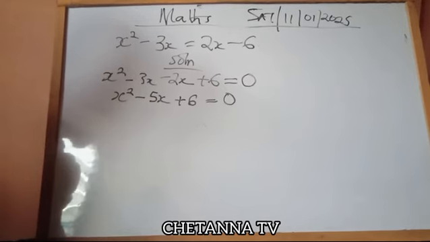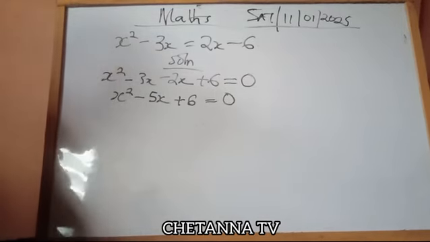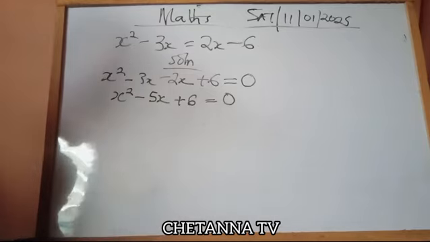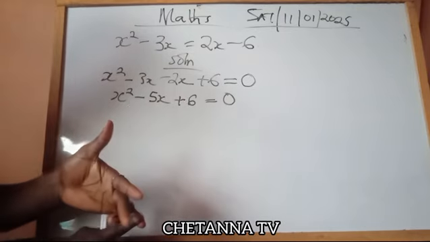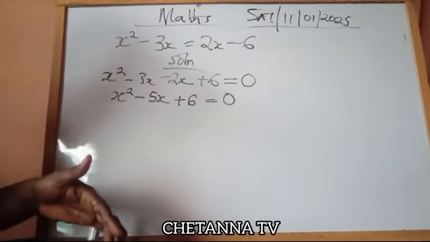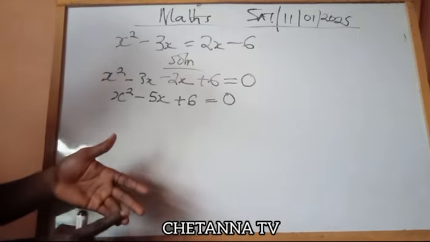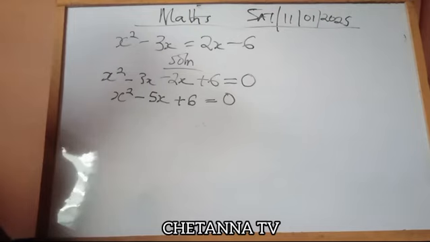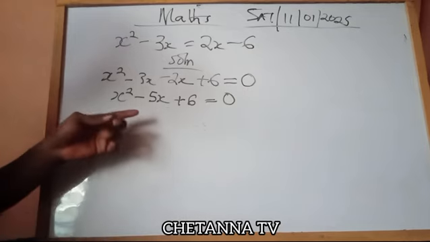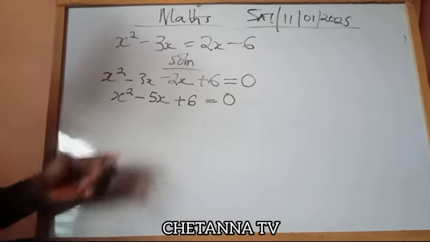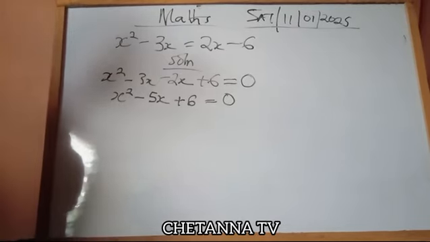So we now look for the factors of plus 6. There are many factors of plus 6. Yes, if you shake it, it shakes. I follow you. The factors of plus 1 and plus 6 are factors of 6. Plus 2 and plus 3 are factors of plus 6. But the factors we are looking for are the factors of plus 6 that when you add them, you get the coefficient of x, which is minus 5. Is it clear?